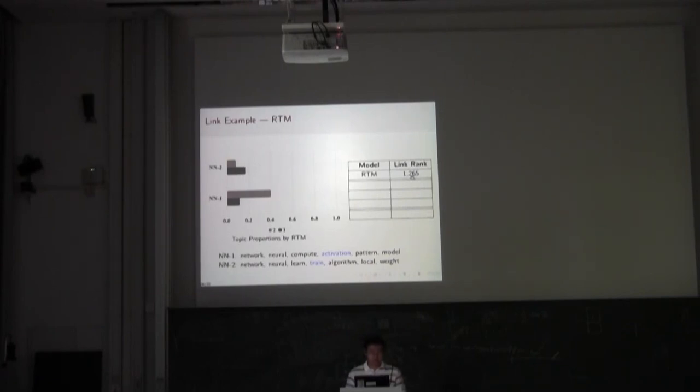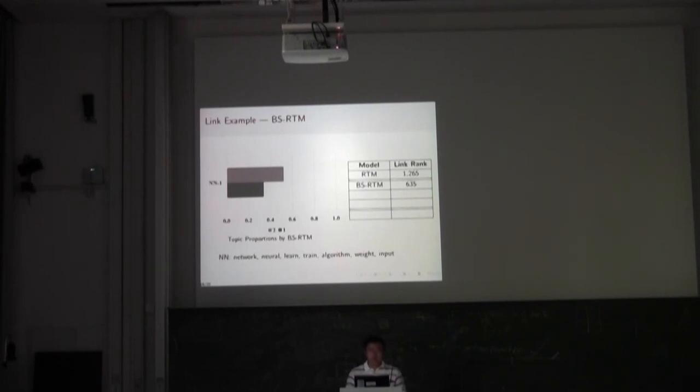And then we add the block priors. In this model, we have only one neural network topic, and the proportion assigned on this topic is much higher. So we can anticipate that the link rank given by the BSRTM is much better.